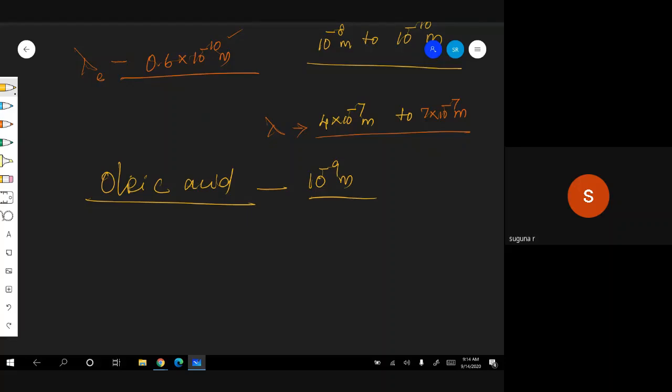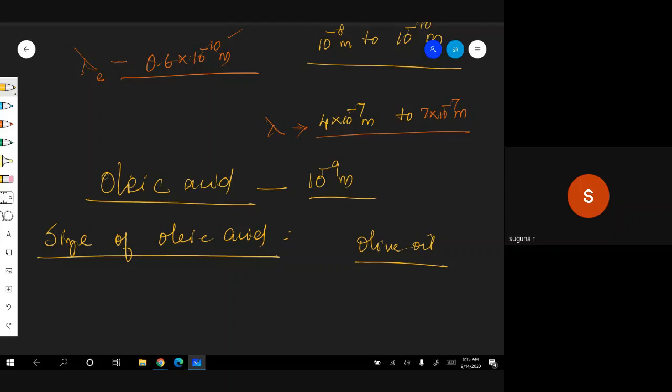How are we going to see the size of oleic acid, and how to find it? Oleic acid is a monounsaturated omega-9 fatty acid. The best source of oleic acid is olive oil, which is very good for health also. Olive oil is the best source of oleic acid.